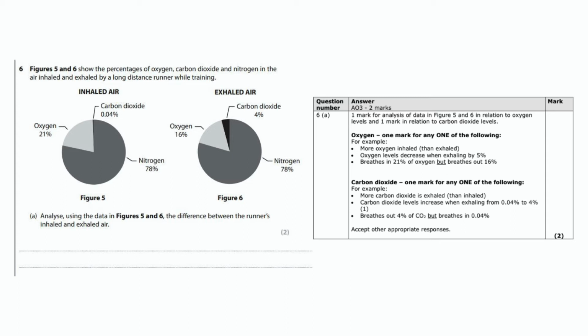So if you've discussed oxygen for your first mark, you've said that in figure 5, in inhaled air, oxygen is 21%, and in exhaled air, it changes to 16%, then you get a mark. And the same for carbon dioxide. If you've mentioned that in inhaled air, carbon dioxide is 0.04%, and in exhaled it's 4%, then you've got your second mark there. So we're just basically saying what we see as part of the graphs.